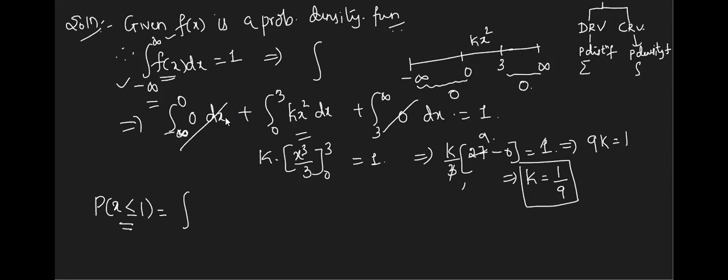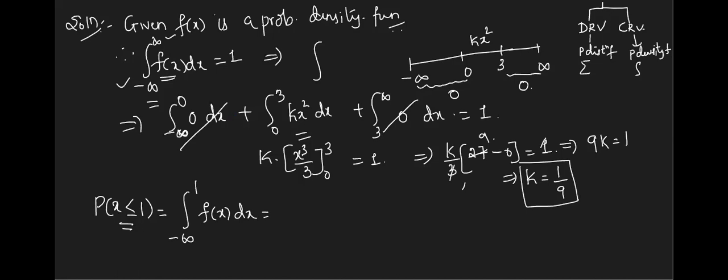X value should be less than or equal to 1. Upper limit. So x cannot go beyond 1. This is the meaning, right? So the upper limit is 1. Now nothing is given for the lower limit, which means we have to take it as minus infinity. Very good. Okay, f of x dx.